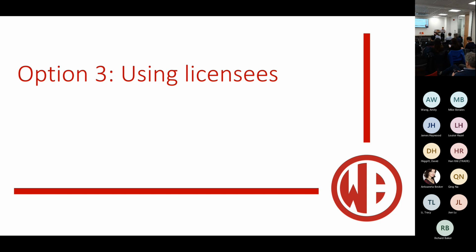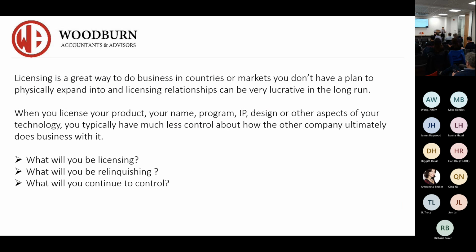Option 3, option 4, I won't go into big detail. One is using licensees. Obviously, the last 3 questions are vital. What will you be licensing? What will you be relinquishing? What will you continue to control? And that's just a matter of communication, negotiation with these licensors to understand how they operate and how they work. When you're working with licensees, it's really important to do a background check on them to understand who their existing clients are, how they are working with them, get references, start talking to people. The more you talk to the clientele, the more you'll understand again what their strengths and weaknesses are.